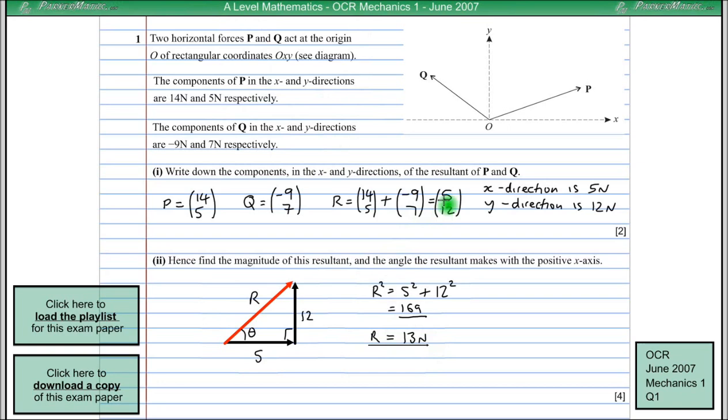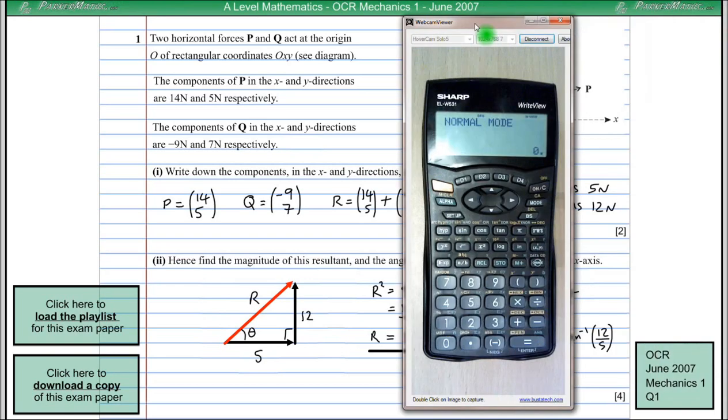Next, we're going to find the angle that it makes with the axis. So, if we think about basic trig rules here, we've got the opposite and the adjacent that we know, and that's going to be tan. So we can say that tan theta equals opposite over adjacent, which is 12 over 5. So theta is going to be inverse tan of 12 over 5.